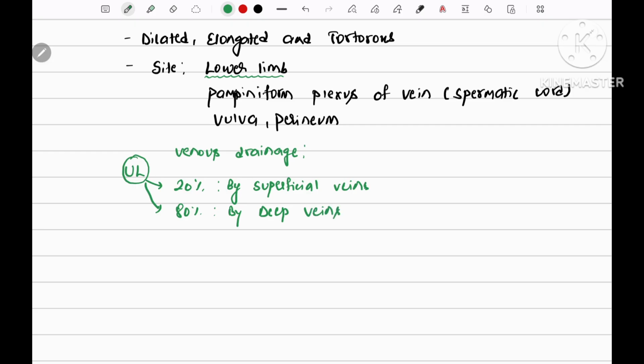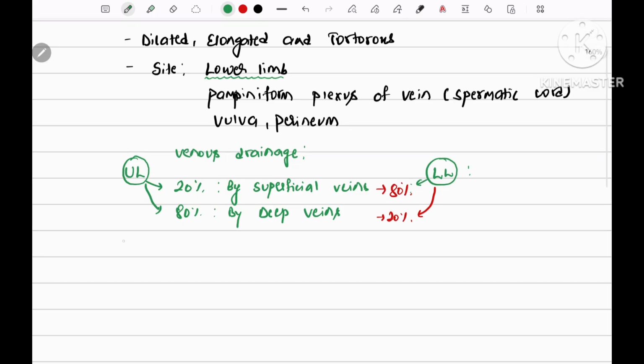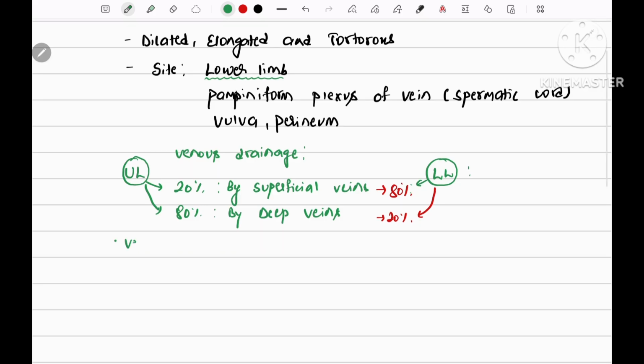But in case of the lower limb, the venous drainage by superficial vein is around 80% and by deep veins is around 20%. So it is totally opposite to that of the upper limb. And in the upper limb, the veins are usually above the level of the heart most of the time.